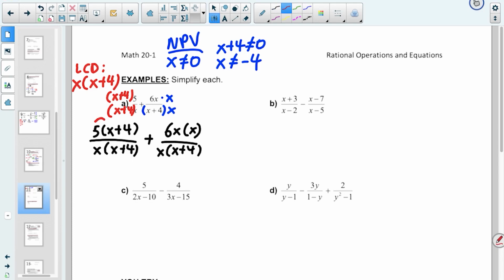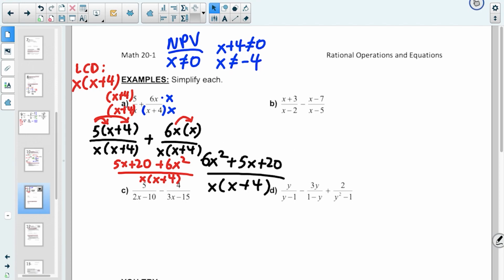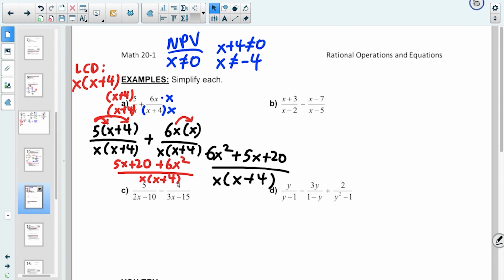We can simply just expand our numerators up top, and then we can add them together. So what this leaves us with is 5x plus 20 plus 6x squared. And let's divide that by x times x plus 4. So here we end up with a rather complex looking trinomial up top, 6x squared plus 5x plus 20 divided by x times x plus 4 on the bottom. The way that we're going to figure out if this can be factorable or not is we can actually look at our discriminant.